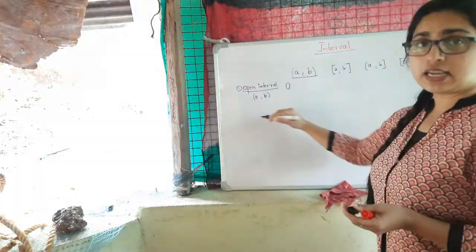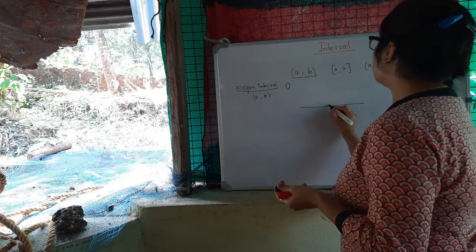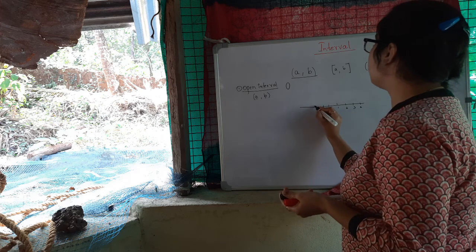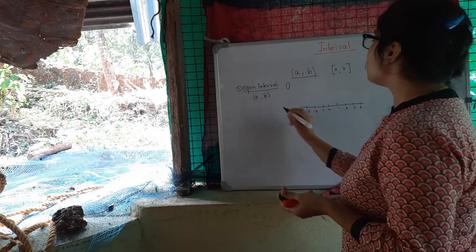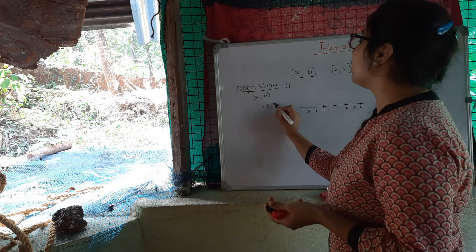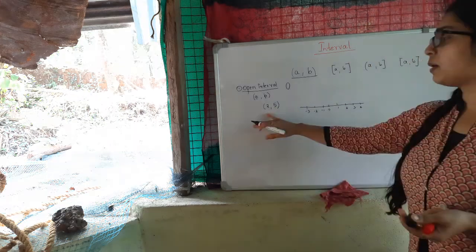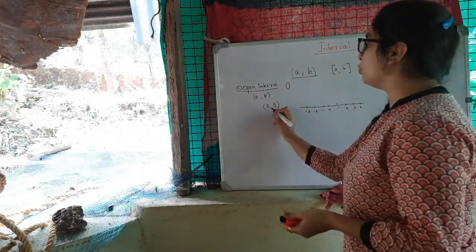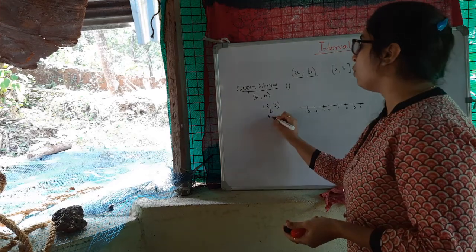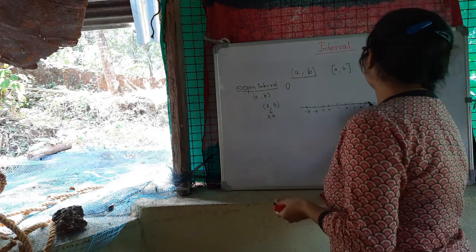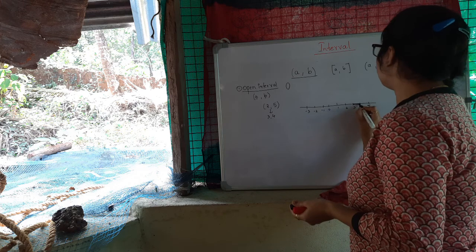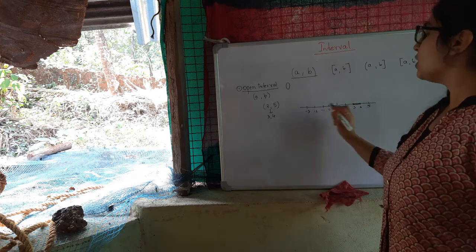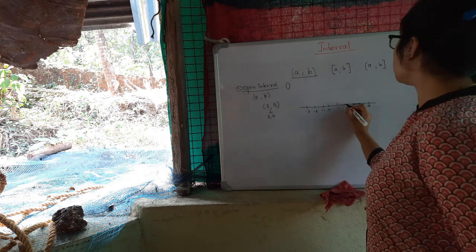So to represent this, I will consider a number line. 0, 1, 2, 3, 4. Here I'll consider -1, -2, -3. So if I consider an example like 2 to 5, it includes all the numbers between 2 and 5, but it doesn't include 2 and 5. So to represent that, it means we have 3 and 4. I'll represent it with a thick line. Okay, but 2 is not included.